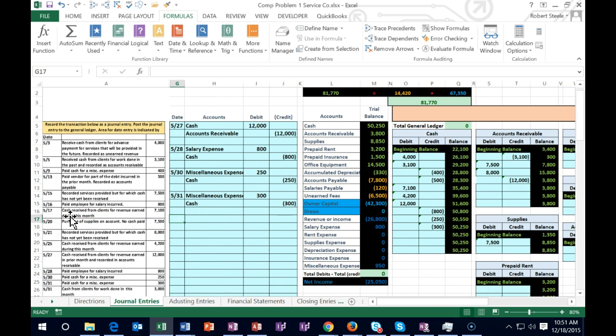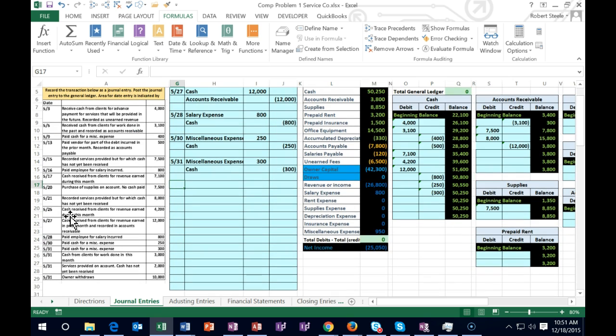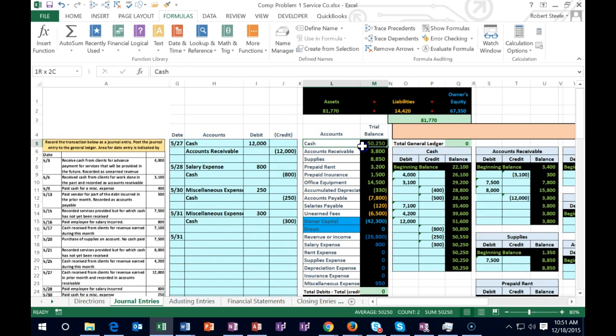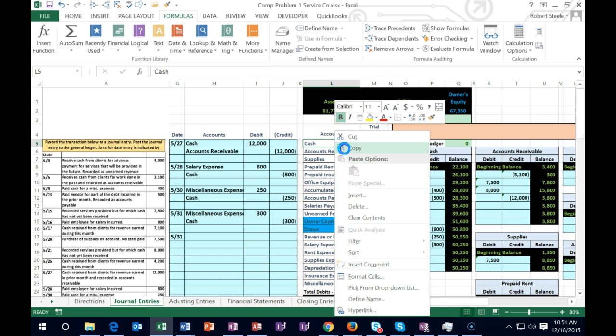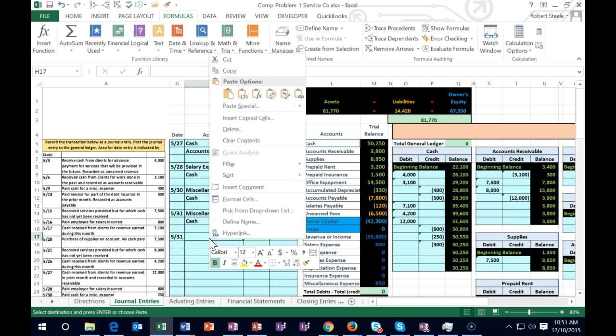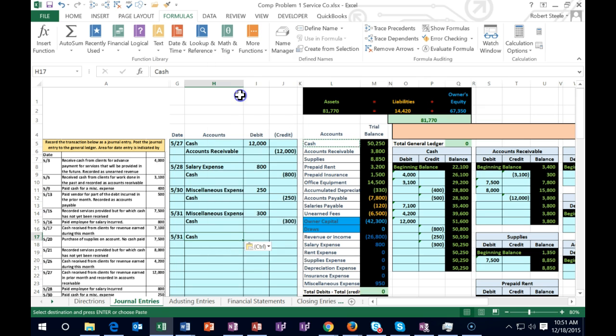All right, next transaction on 3/31 again. We have cash from clients for work done in this month. So we did work this month, and we got the cash this month. All right, so is cash affected? Yeah, we did work and we got cash. So cash has a debit balance. We're going to make it go up by doing the same thing to it, which in this case would be another debit. So I'm going to right click on that, copy that, and put that on top on cell H17, right click and paste it, 1, 2, 3.